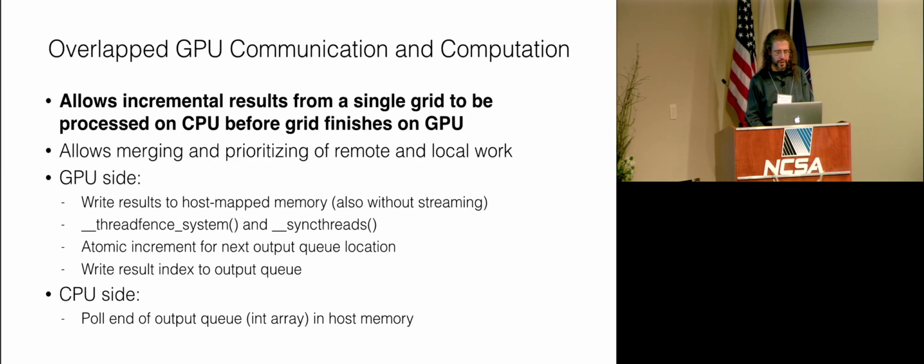So the overlapping GPU communication and computation, the idea was to allow incremental results from a single grid to be processed on the CPU before the grid finishes on the GPU. So as the GPU was finishing work, it was streaming that to the CPU and then allowing the CPU to go ahead and poll when results were finally available and it could launch into its integration calculation.